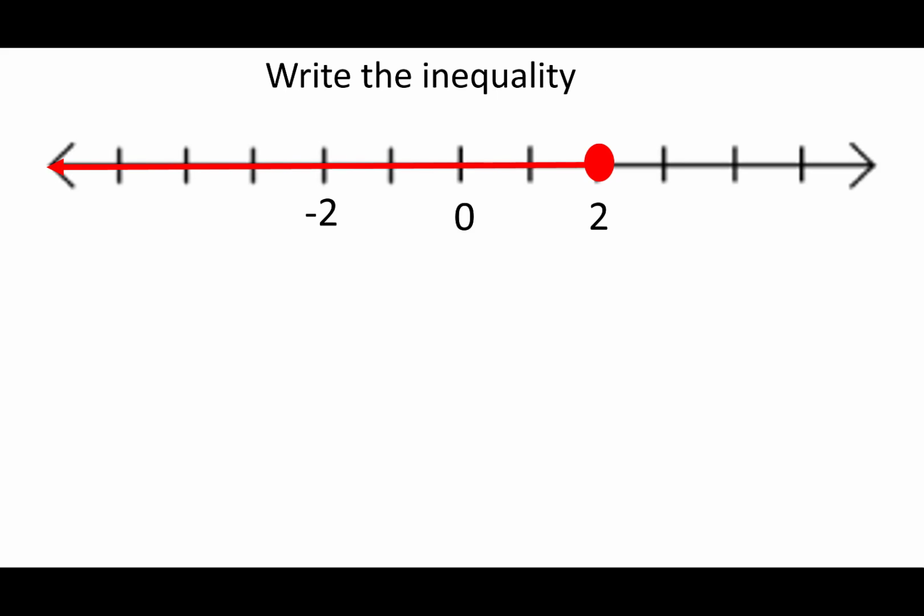All right, looking at this one. This time I'm at 2. So am I shading to the left or to the right? This time I'm shading to the left, so that tells me I'm less than. And I have a closed circle, so I need to put the equal to. So x is less than or equal to 2.